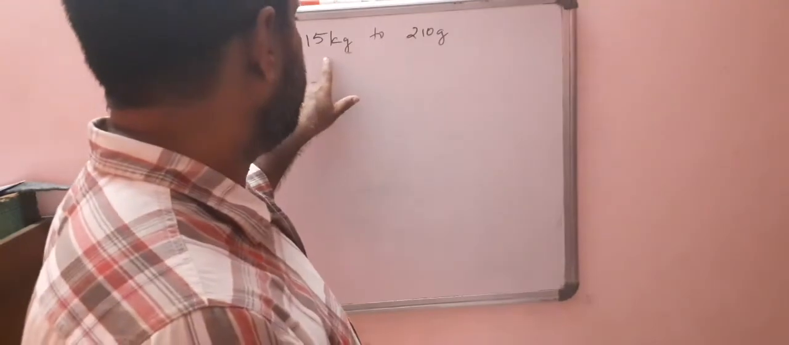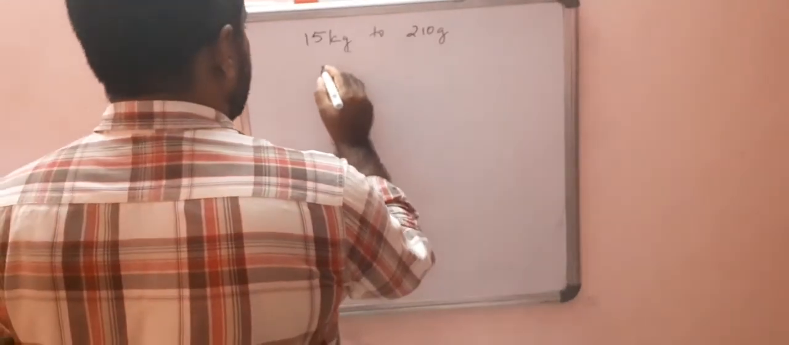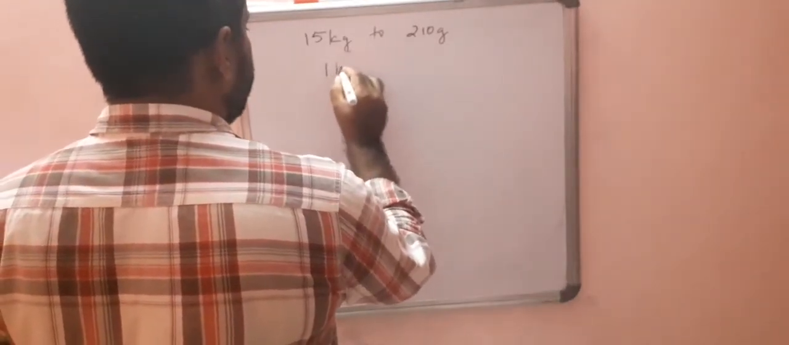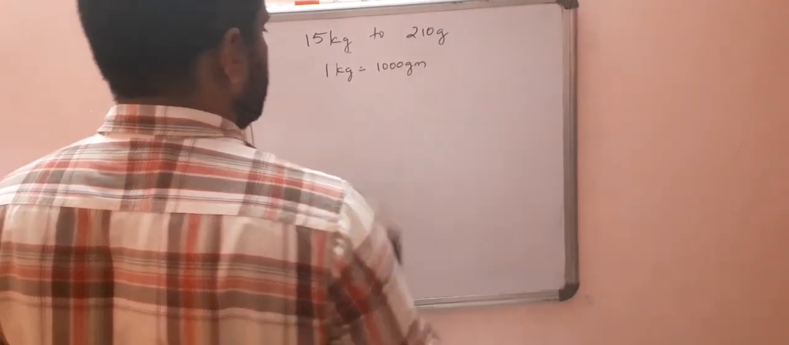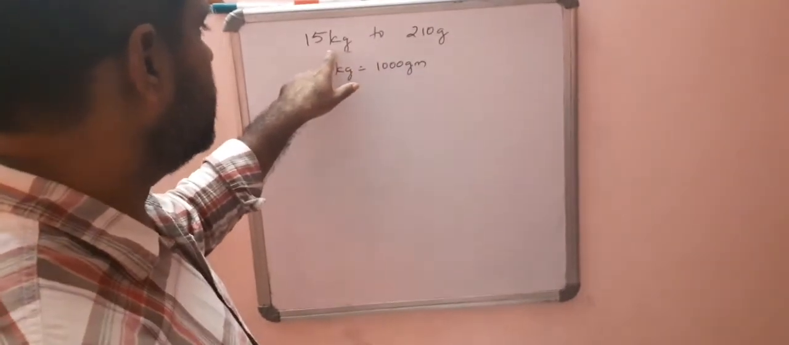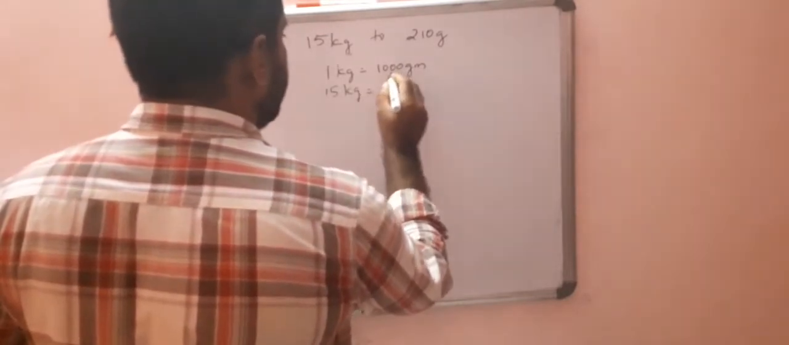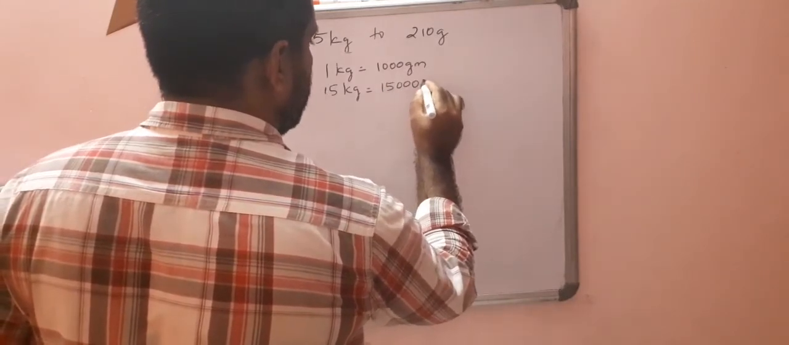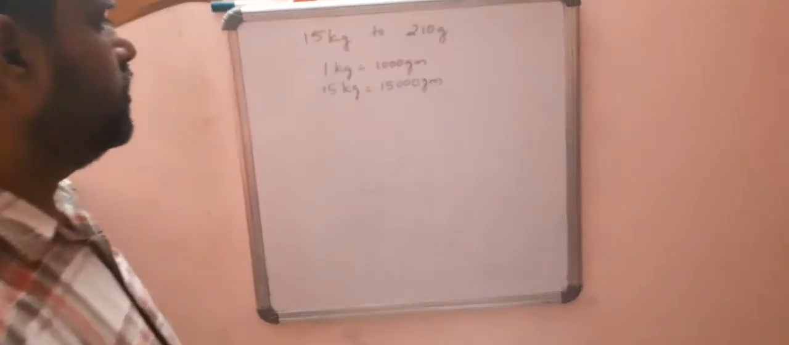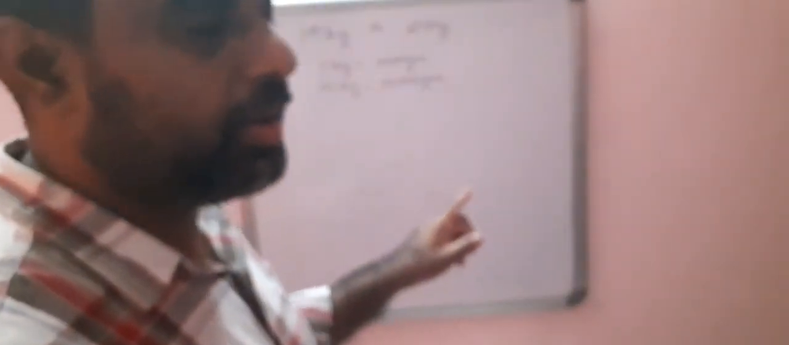So 15 kilogram and 210 gram. How are we converting 15 kilogram to gram? What is the value of 1 kilogram? 1 kilogram is 1000 grams. So 15 kilogram is 15 into 1000, which is 15,000 grams. So 15 kg is equivalent to 15,000 gram. Now we are good to go with finding the ratio.